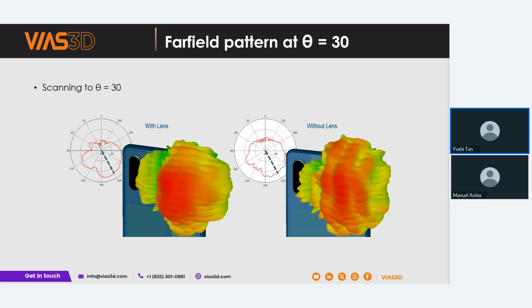Now at theta equals 30 degrees, we can clearly see that the model with the lens is going to give us a little bit of better coverage at this specific angle. Right, now the antenna array is not going to perform at boresight only. It's going to have to scan around to make sure you get the reception that you need.